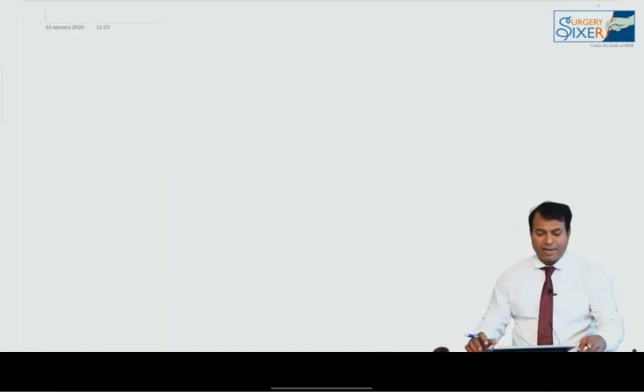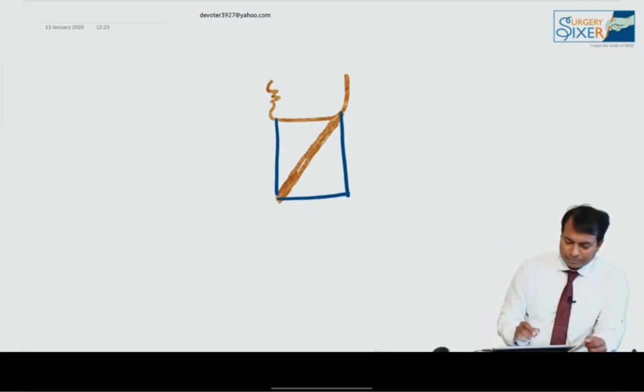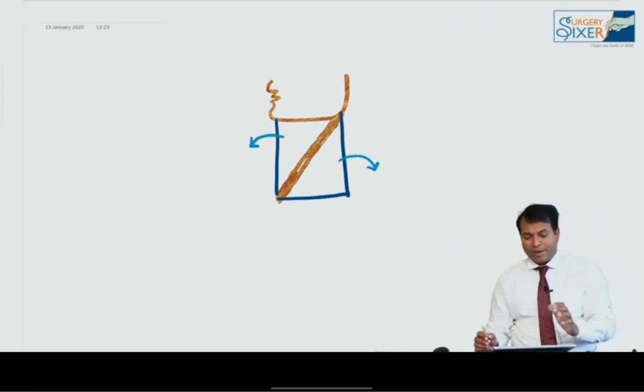Before understanding the swellings in the neck, you should know the triangles in the neck. Let me first make you clear the triangles in the neck. This is the sternocleidomastoid muscle. Please remember, this is the sternocleidomastoid muscle. And this is the midline of the neck and this is posterior. Now you can see there are two triangles. This is the anterior triangle and this is the posterior triangle.